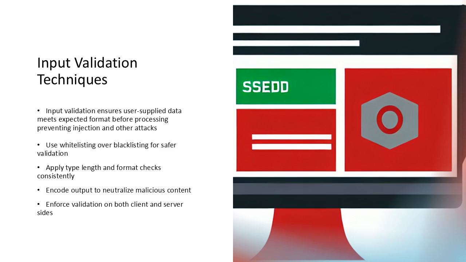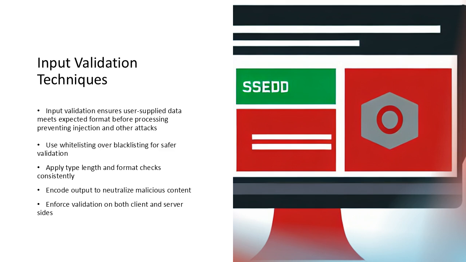Input validation, protecting your app from bad data. Imagine you're at a coffee shop, and you order a latte with a weird name like Super Latte. They might not accept it because it looks suspicious. In software development, input validation is like the barista of your app. It checks user-supplied data, like names, emails, or passwords, to make sure it's in the correct format before processing it. This helps prevent attacks like injection, where bad guys try to trick your app into doing something it shouldn't.